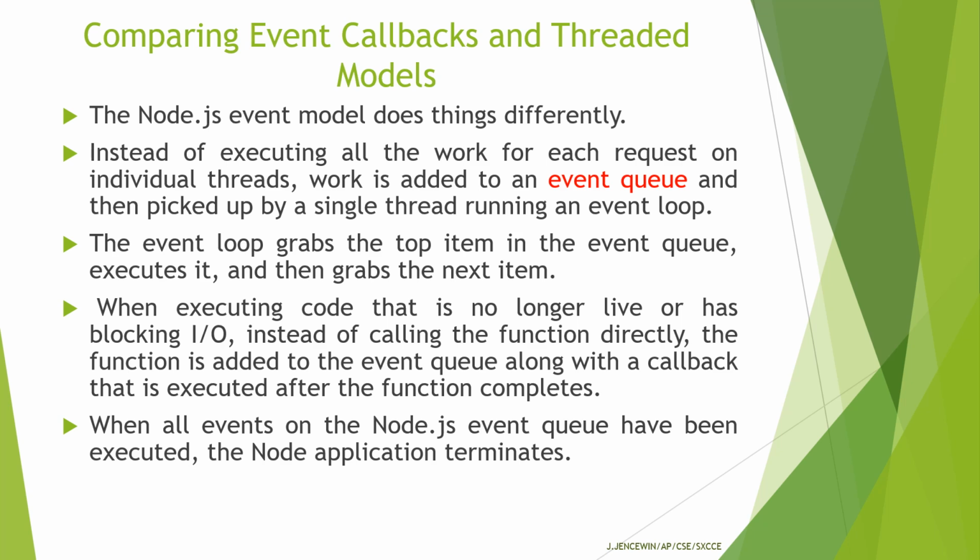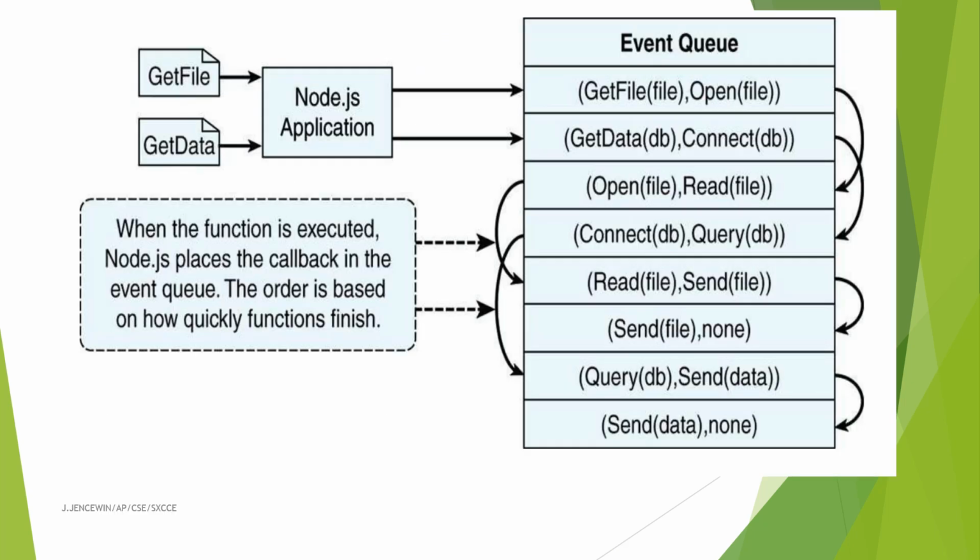Here the subfunctions are added with a callback for getting good performance. For example, here we have two requests, get file and get data. The get file is the main request, and it consists of different subtasks. First, we need to open the file, and this is added with a callback. A callback is nothing but a function that is called inside another function.